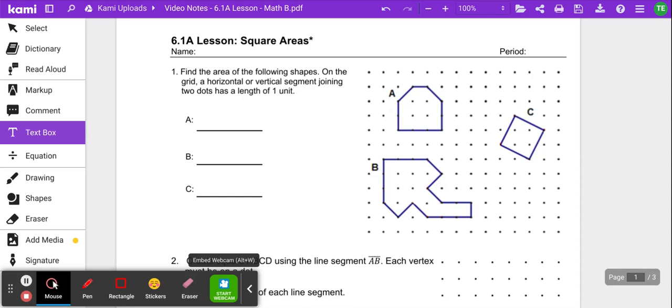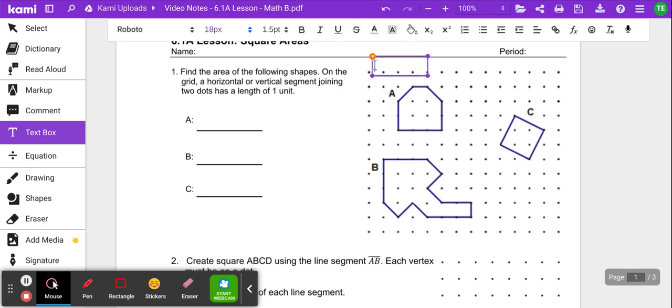Welcome to lesson 6.1a. We are going to start talking about radicals. So first we're going to go back to area because that will help us develop our radicals. And we remember from last year that when we have an irregular shape, we can attack it in one of two ways. We can either surround and subtract, or we can cut it up and add.